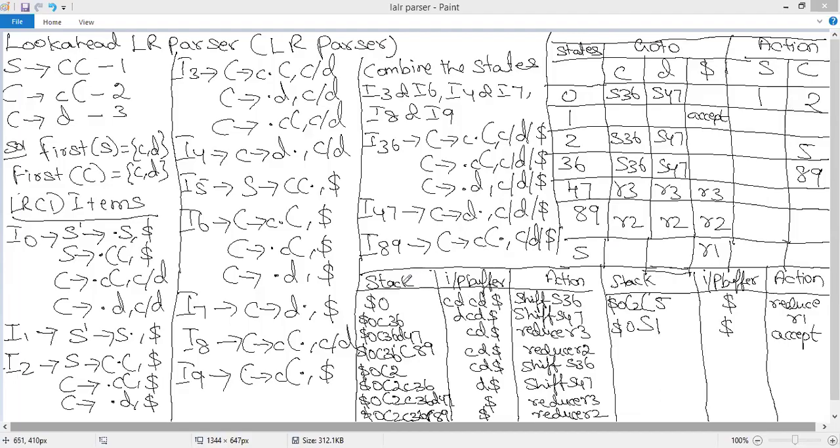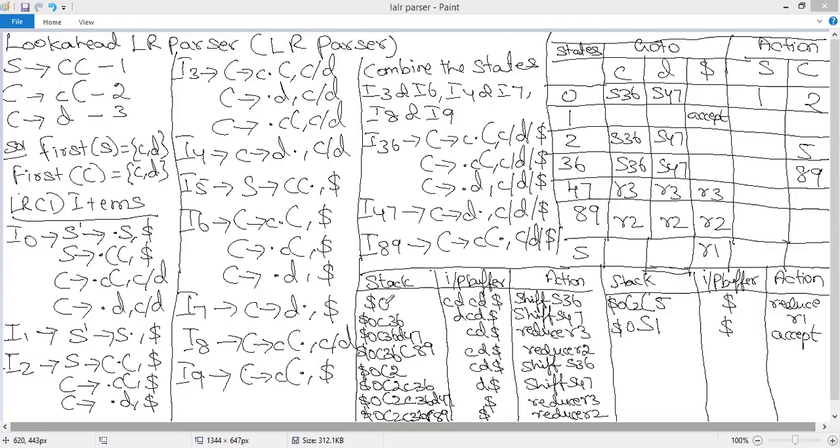The procedure is the same. Again, we are starting with the three components: stack, input buffer, and action. You see here the dollar is the initial thing mentioned in the stack, and in the input buffer the dollar is mentioned to indicate the end of the input string. So the initial state is 0.